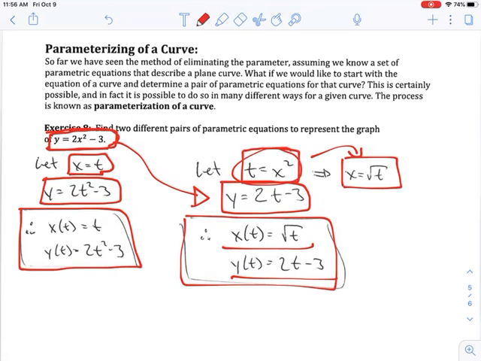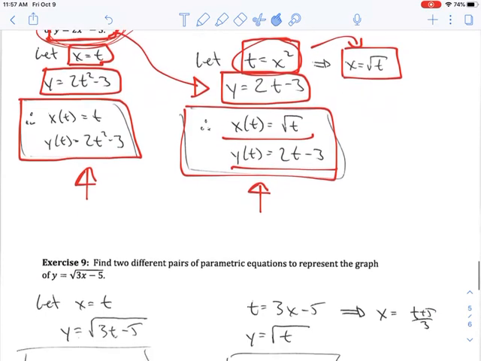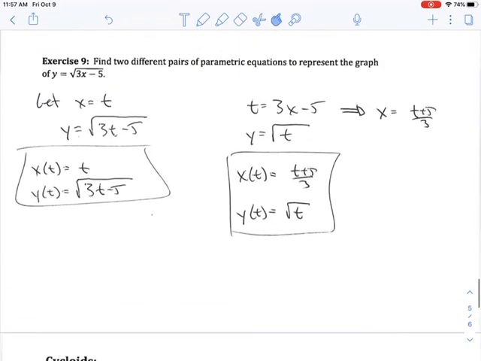Now, we could, of course, eliminate the parameter. In both cases, if we eliminated the parameter, we would just be going backwards, and we would end up with the function that we started with, 2x squared minus 3. And I believe we have one more.